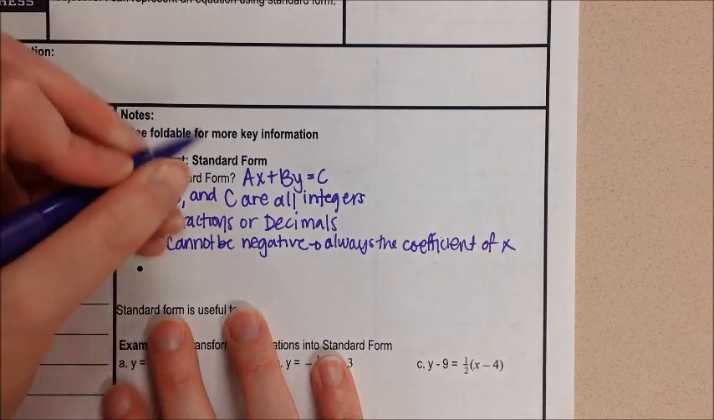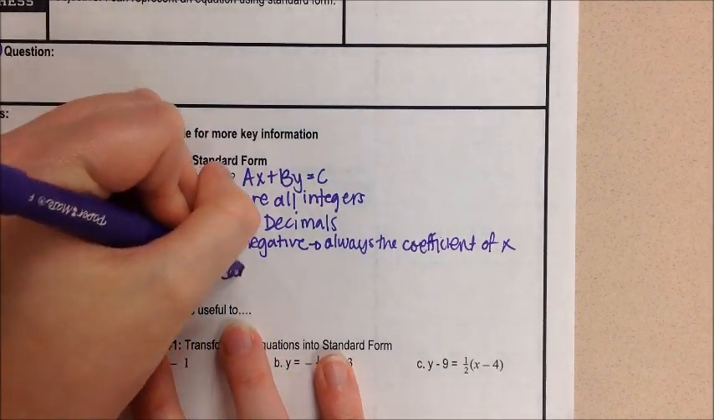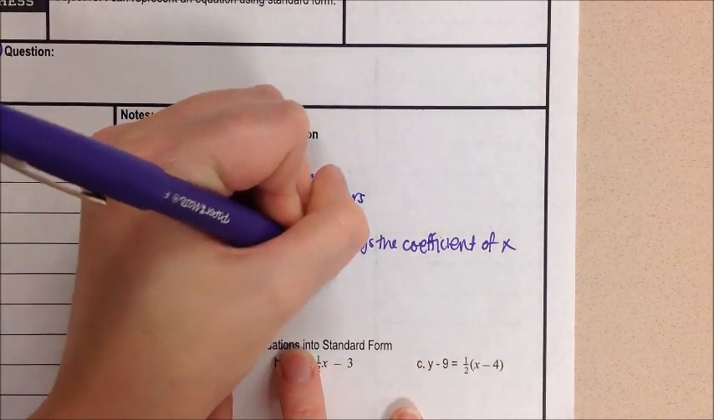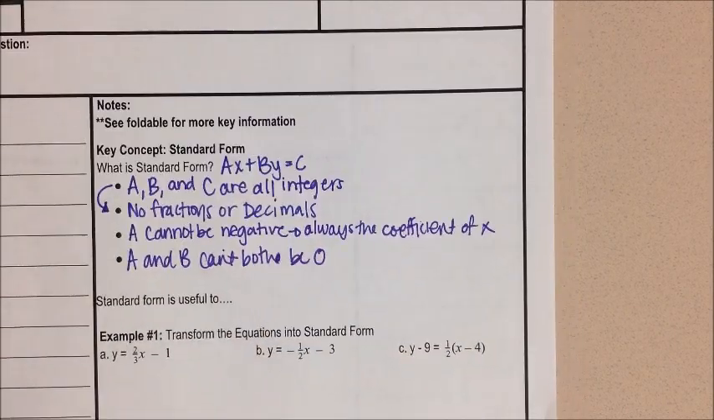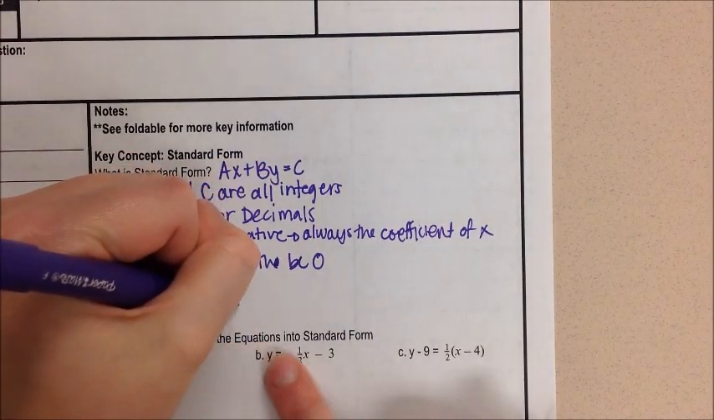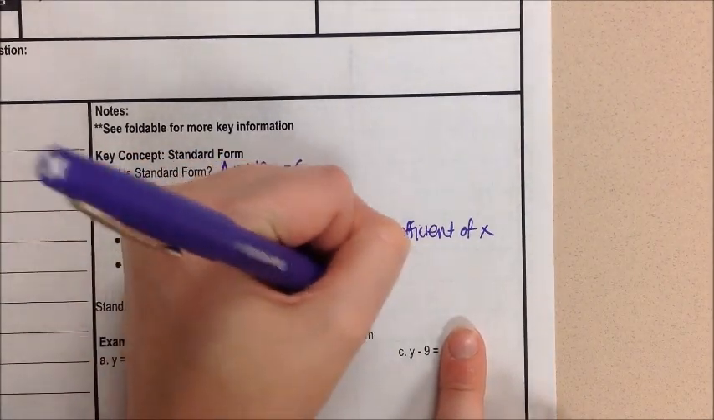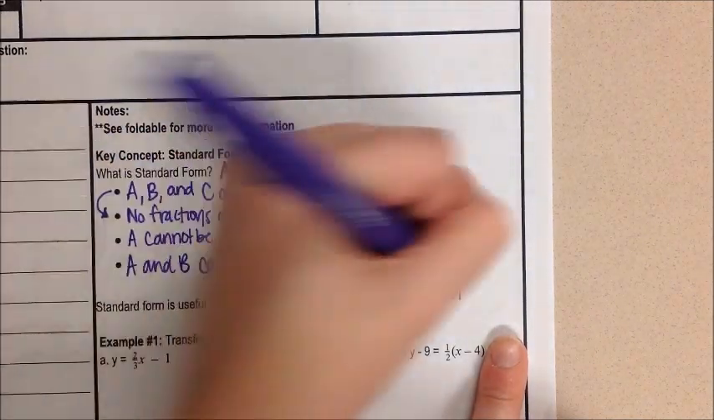And then the other thing is A and B can't both be 0, because then you would have 0 over here equals something, and that's not true. Standard form is useful to help us find combinations of items.